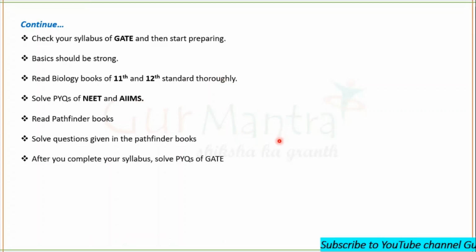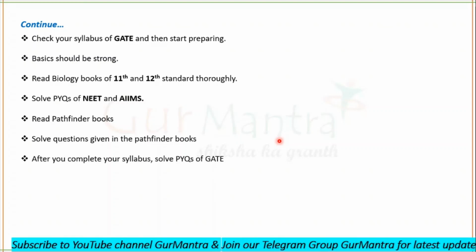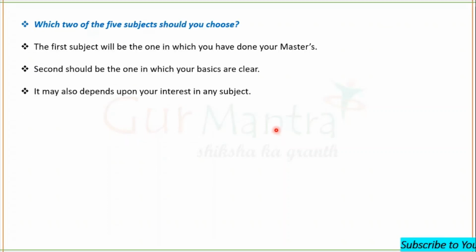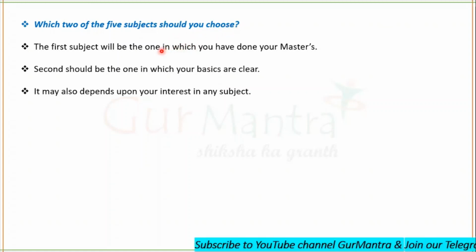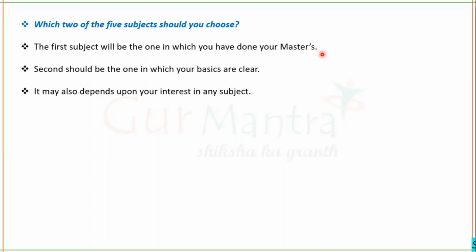Tell me honestly. Won't you be able to qualify the GATE? Definitely you will be able to qualify the GATE if you are doing all these things that I'm telling you right now. Next, the question comes, which two of the five subjects should you choose? The first subject will be the one in which you have done your masters. That is pretty obvious.